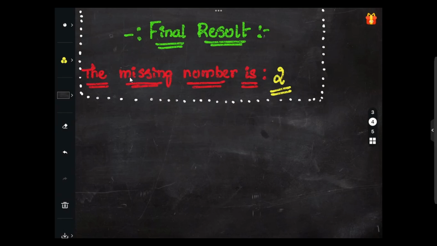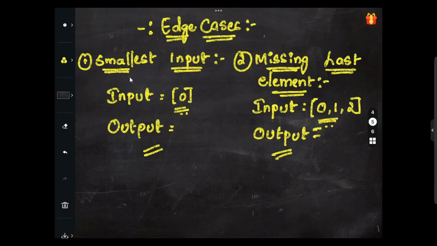Now let's discuss the edge cases one by one. The first edge case is the smallest input. When I say smallest input, we are considering only one number, so n equals 1. When n equals 1, the missing number is 1 here. So the output has to be quite obviously 1 in this case.